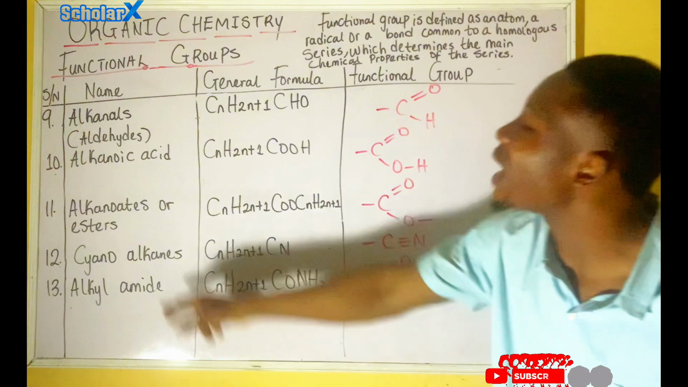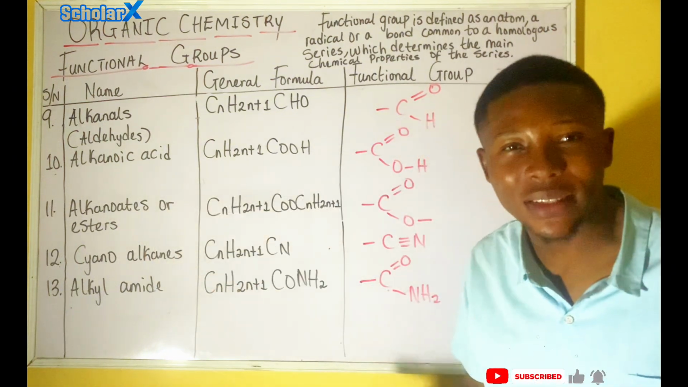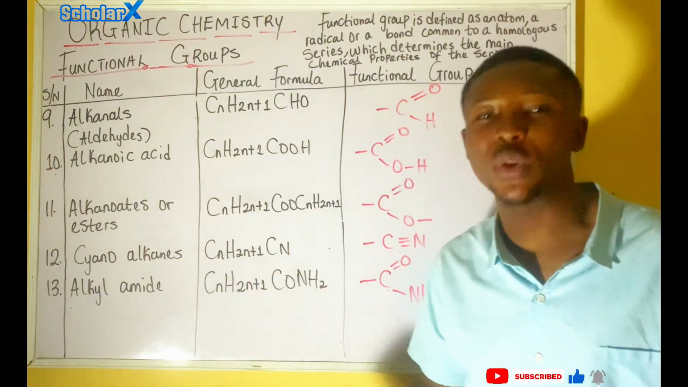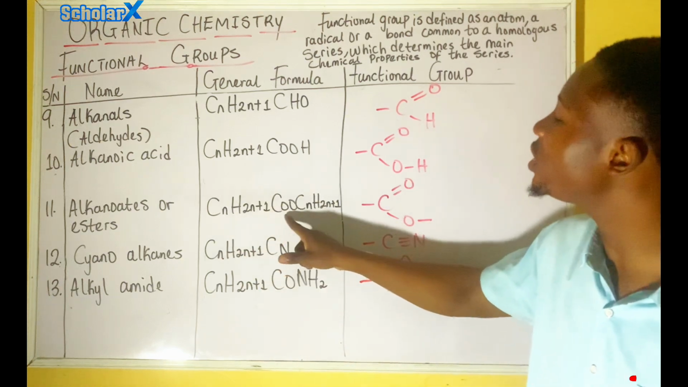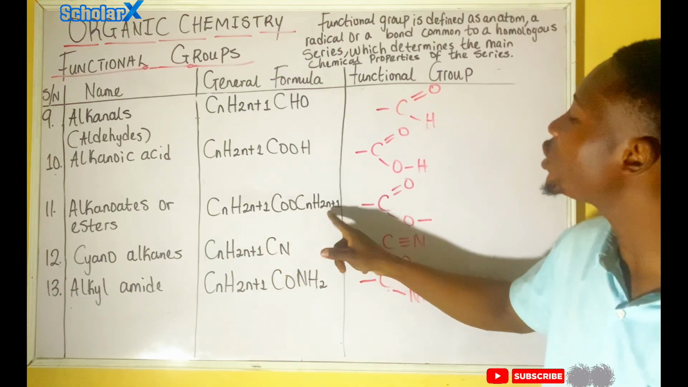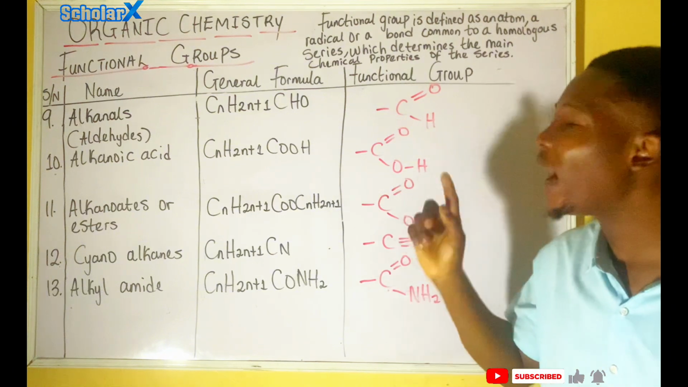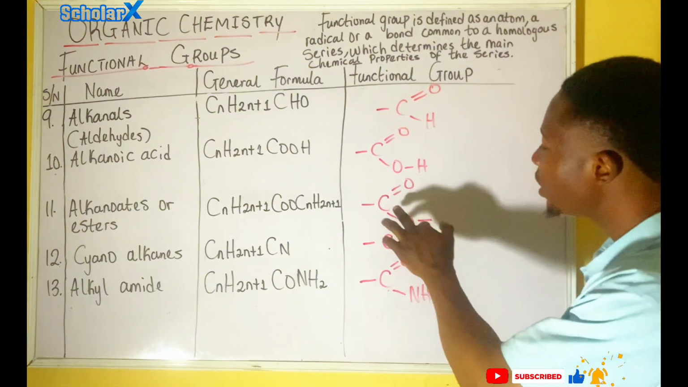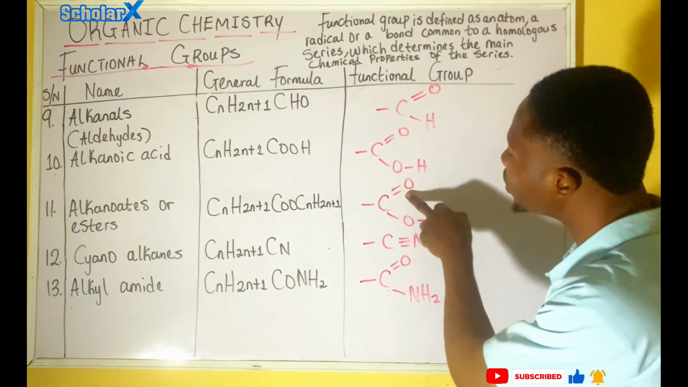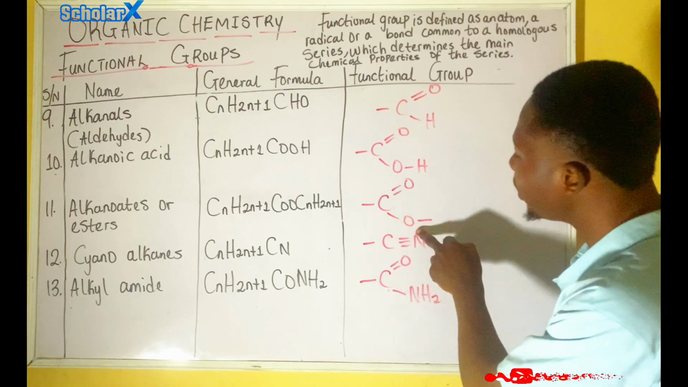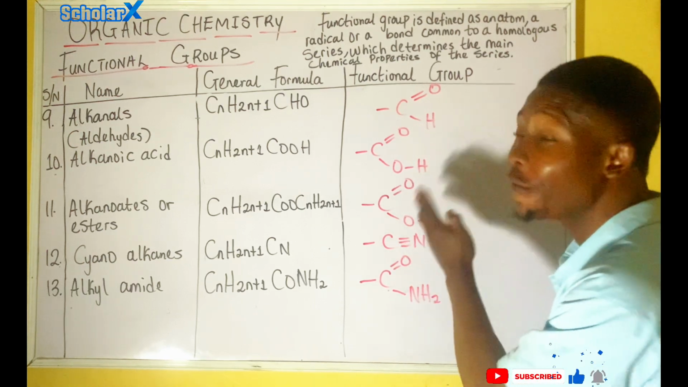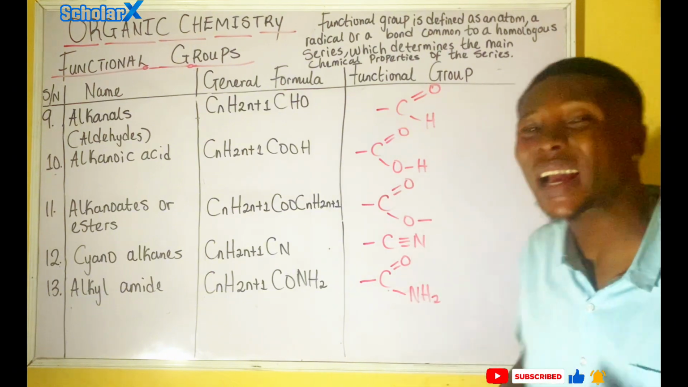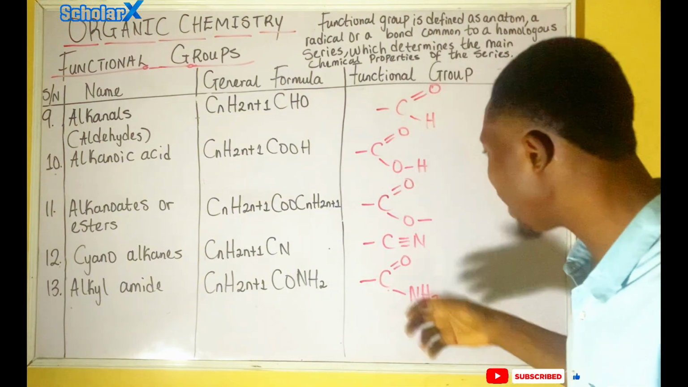Now the next one is alkanoates, or esters. We call them alkanoates, or you can also call them esters. The general formula is CnH2n+1 COO CnH2n+1, and their functional group is what? You can see carbon, a double bond with O, and then this other O here. This is the functional group of alkanoates or esters.